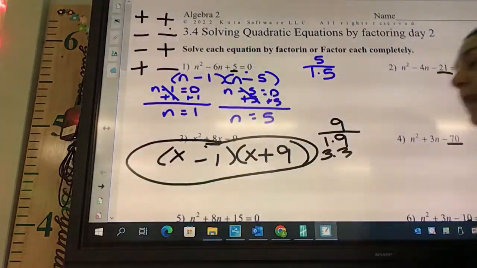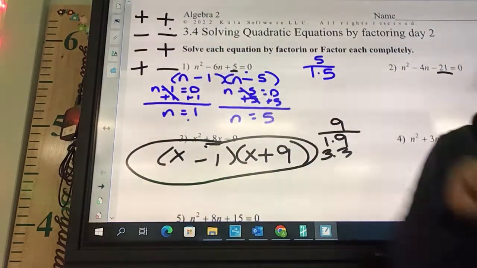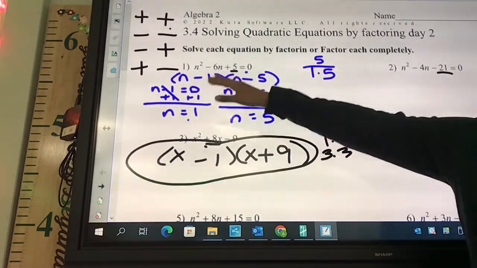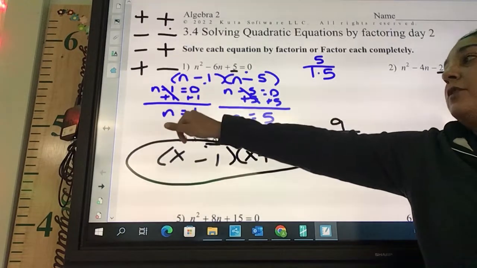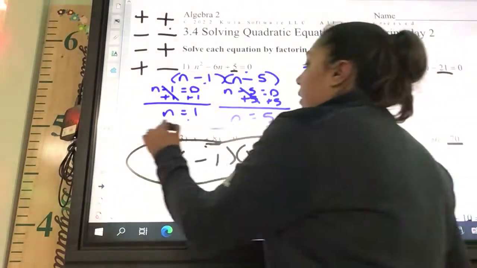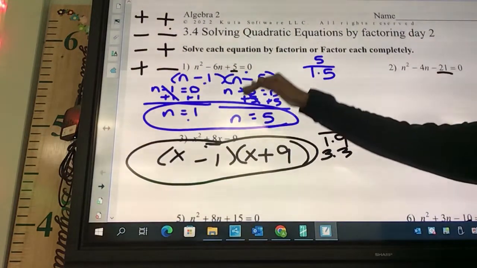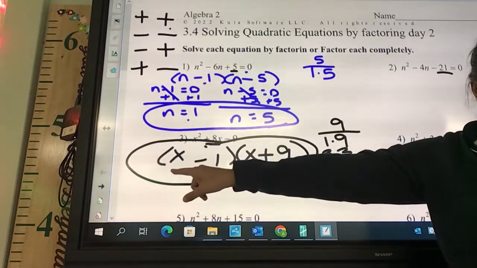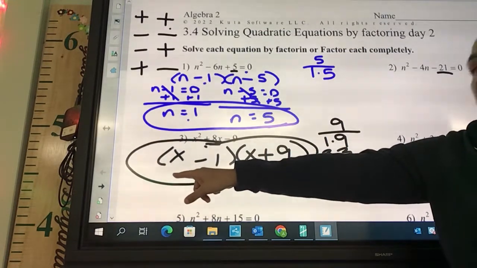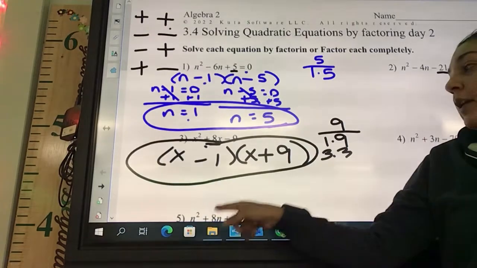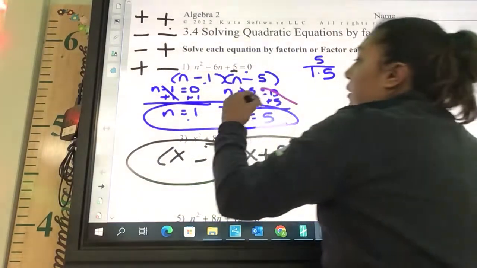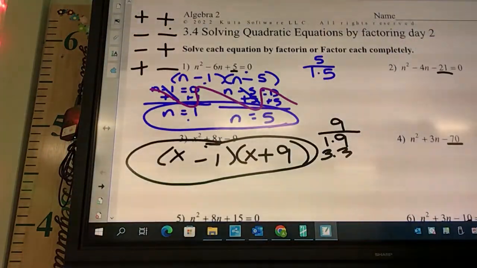N equals 5. Okay, what happened from here to here? They switched, right? So if it's a plus up here, it would really be, so this says negative 1, so our answer is actually positive 1. Okay, our answer was negative 5, so it's actually positive 5. Okay, so this one, my answer would be, if I had n equals 0, x equals, no, we switch. Positive 1 and negative 9. Okay, so you don't need to do all this part on your paper. Okay, because that's really doing a lot.